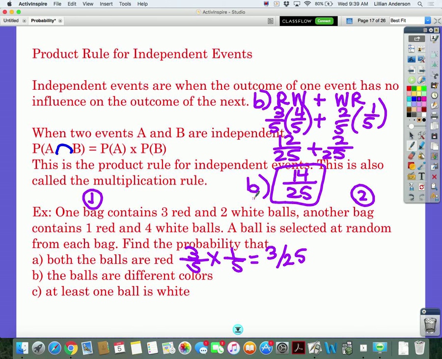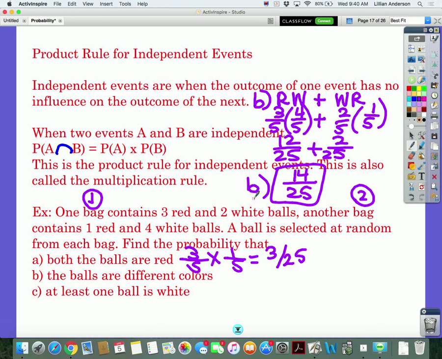What's the probability that we draw at least one white ball? At least one white ball. Thoughts on how we can figure out that probability? Okay. So pulling a white ball from each bag. Okay. It does say at least one.